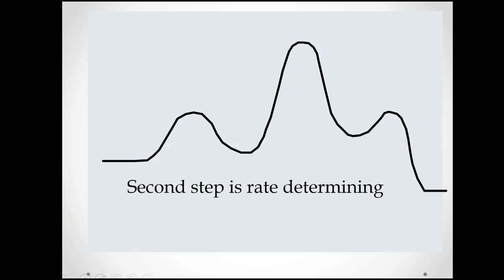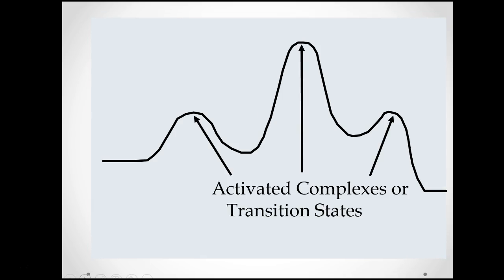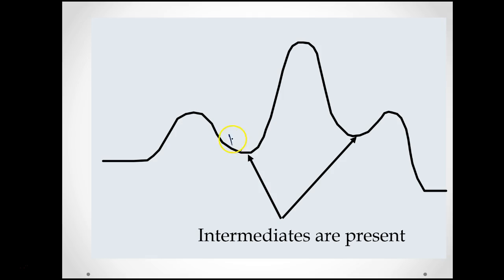The second step is what's called rate determining. In other words, it's the slow step. The activated complexes, these are the intermediates kind of thing. Oh, actually, those are not the intermediates. Those are what happens when they collide. The intermediates are here. This is where Huber and Hober would be.